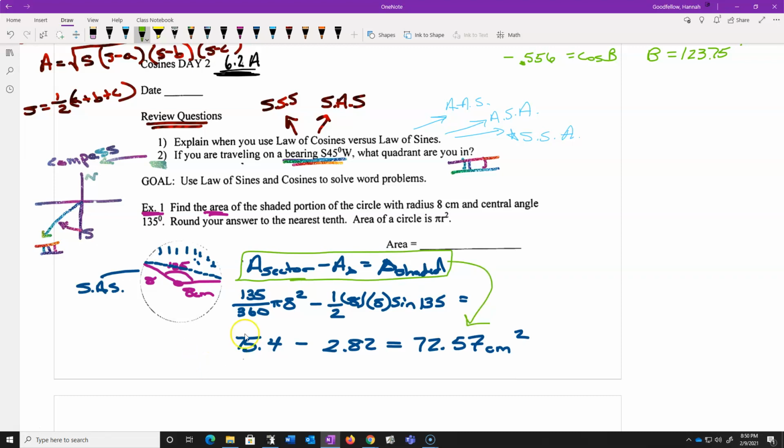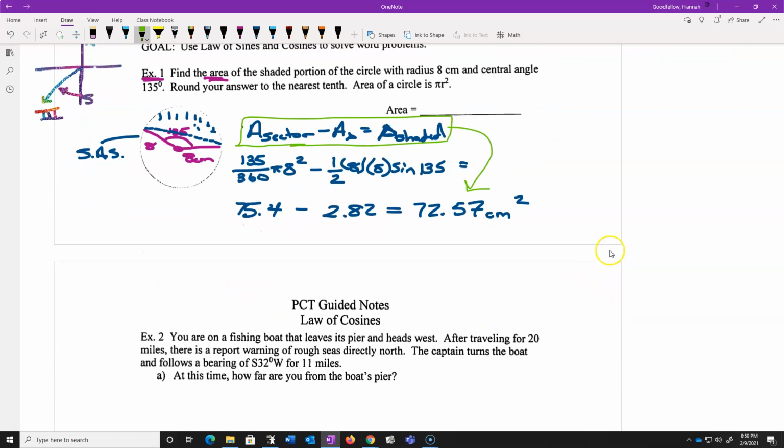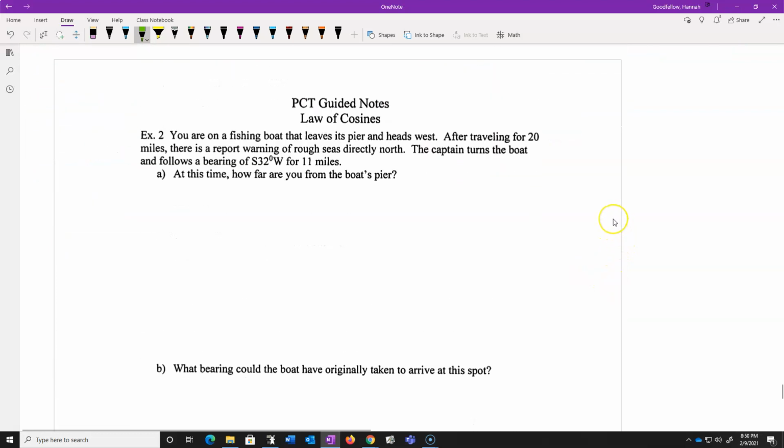Yeah, that's right, baby. Woohoo! I'm a geometry genius. All right, let's go to number 2.